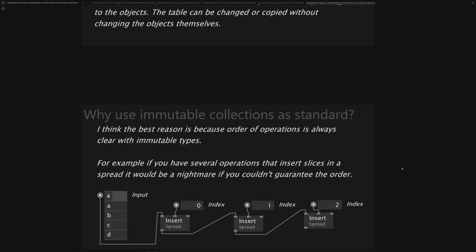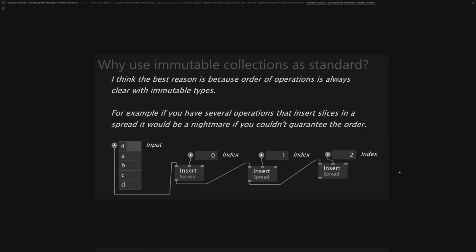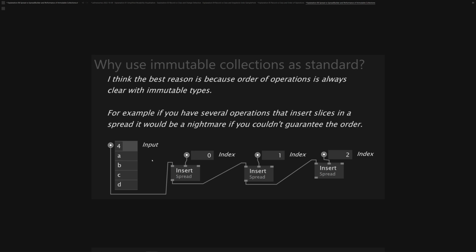Why should you use immutable collections as standard? I think the best reason is because order of operations is always clear with immutable types. For example, if you have several operations that insert slices in a spread, it would be a nightmare if you couldn't guarantee the order that these happened.